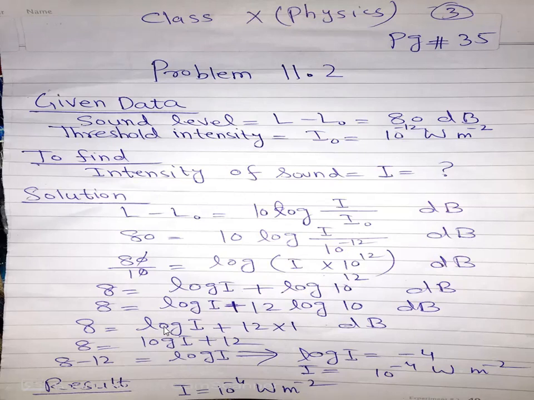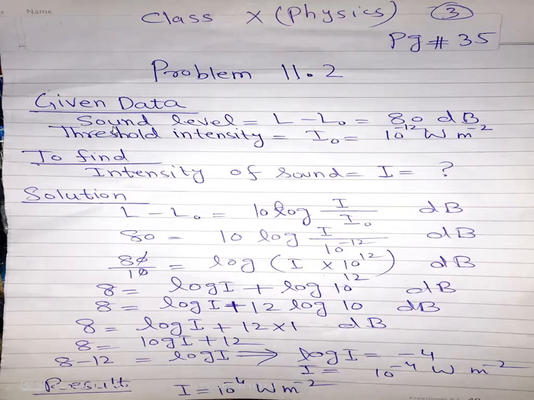This plus 12, if it goes on this side, will be 8 minus 12. 8 minus 12 log I. So log I will be 12 minus 8, which is minus 4. Again, you want to separate out I, that's why you take anti-log on both sides. The anti-log will be cancelled with the log, so I will be left. If you take anti-log of minus 4, you will get 10 raised to the power minus 4 watt per square meter. So the intensity you found is 10 to the power minus 4 watt per square meter.